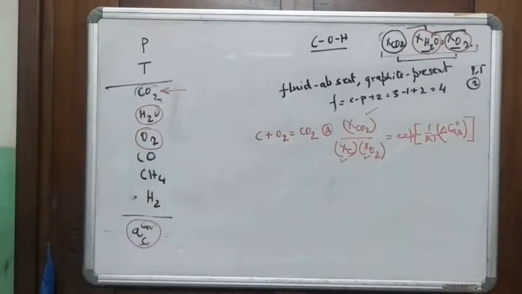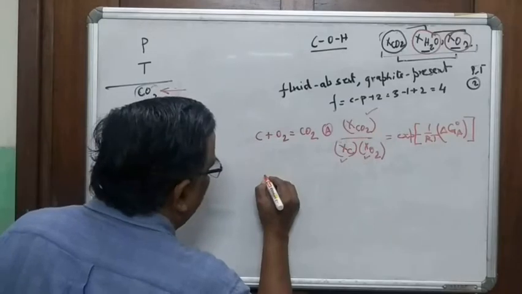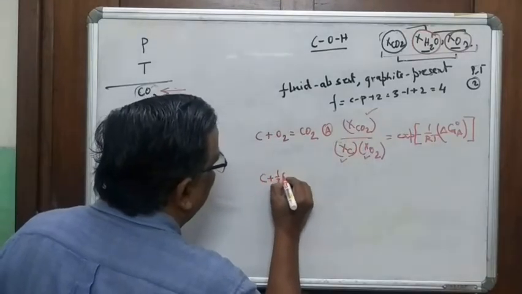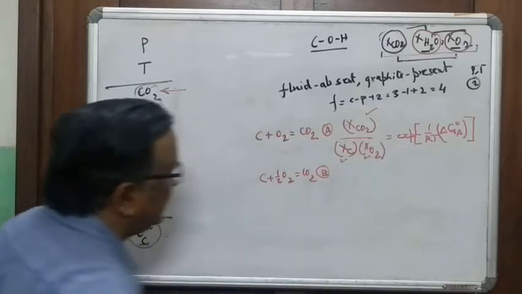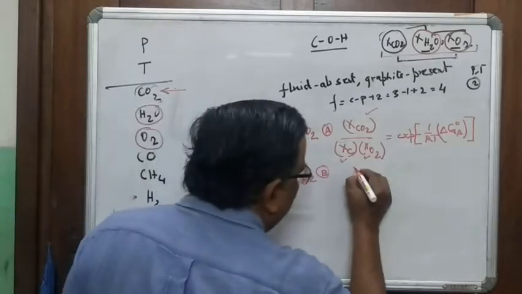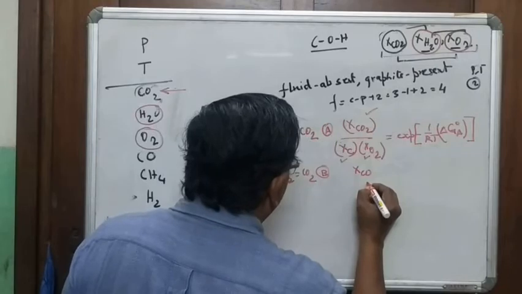So you can get the value of XCO2. We are doing better now. So now, for example, C plus half O2 is equal to CO2. Let this reaction be B. And so now you have XCO2.